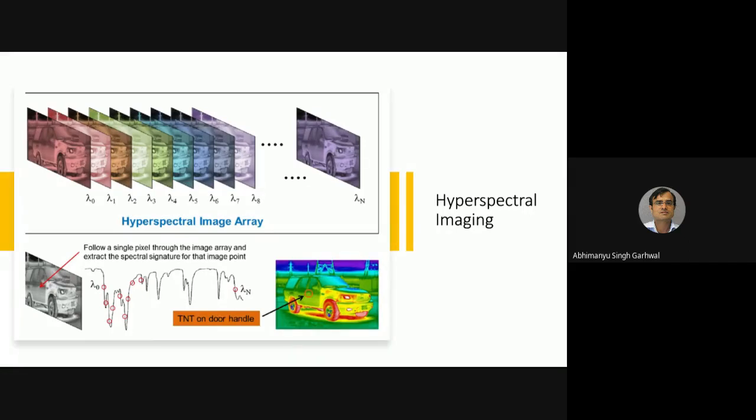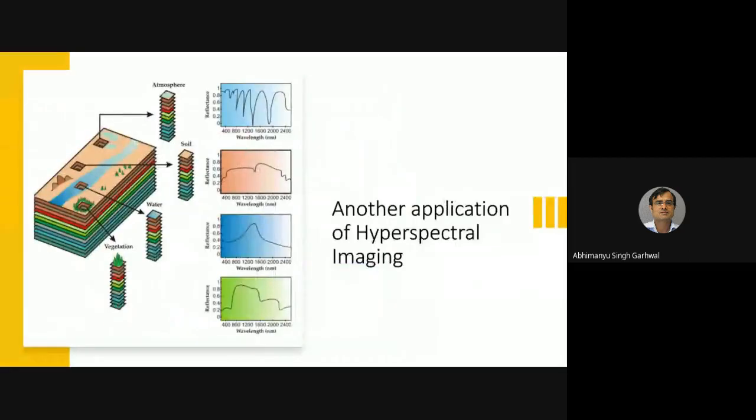So these two-dimensional pictures at different wavelengths contain different kinds of information, and from that you can extract the information as per your requirement. Suppose on a door handle, there is some TNT explosive. From the spectral analysis or spectral signature of the TNT, you can identify, yes, the door has some TNT on it. Another application of hyperspectral imaging: this is a field area scanned from an aeroplane, which has some water, some field, some soil, some rocks.